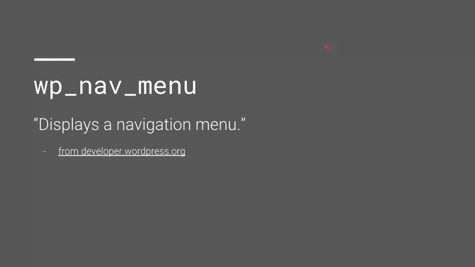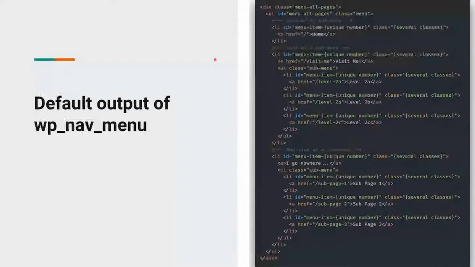So this is why I wanted you to follow along. I'm sorry about this, I didn't anticipate the distance. This thing here is the default output of WP Nav menu. That's the default output of the function.